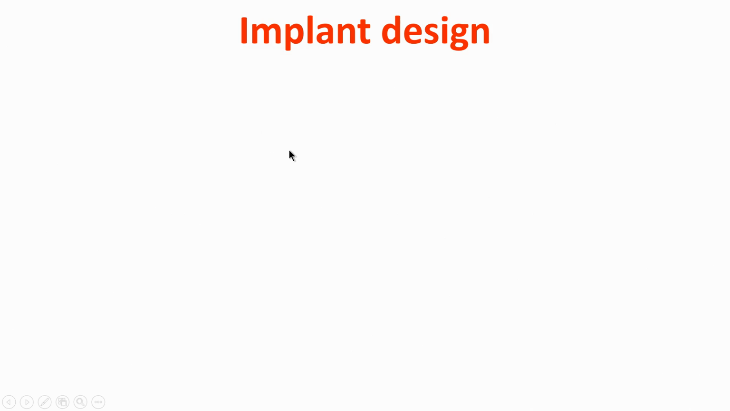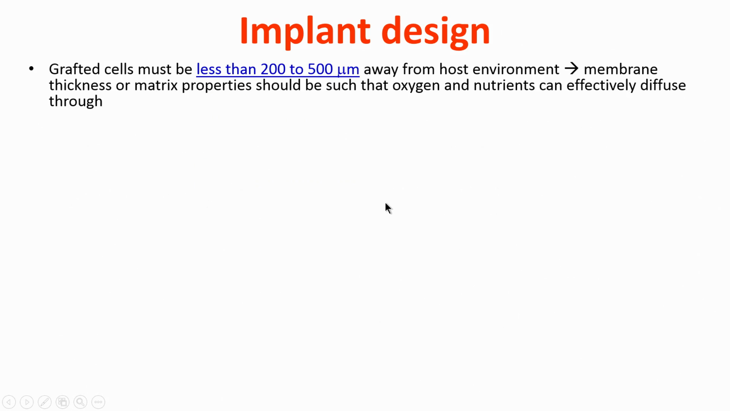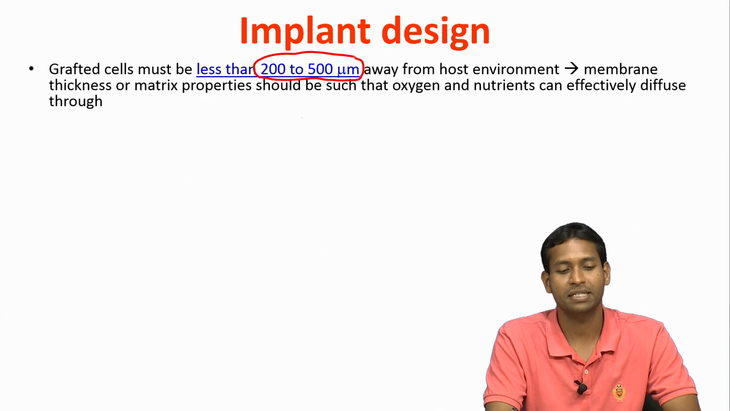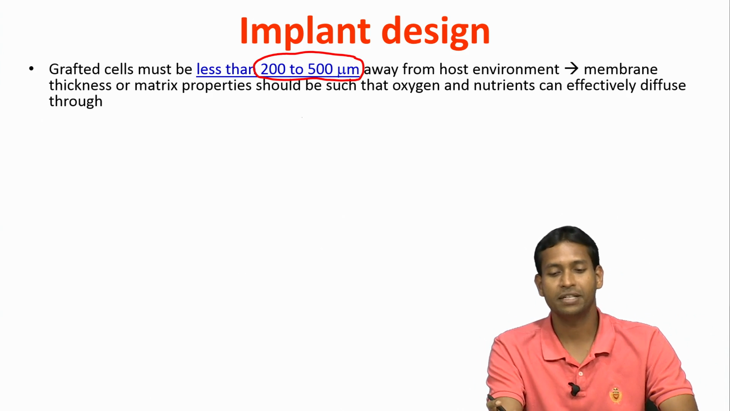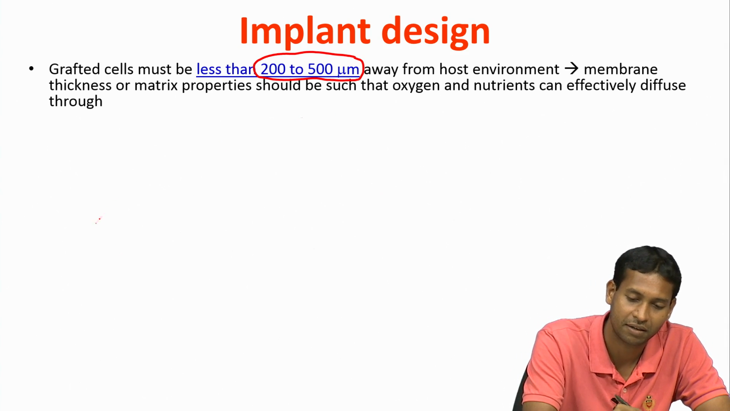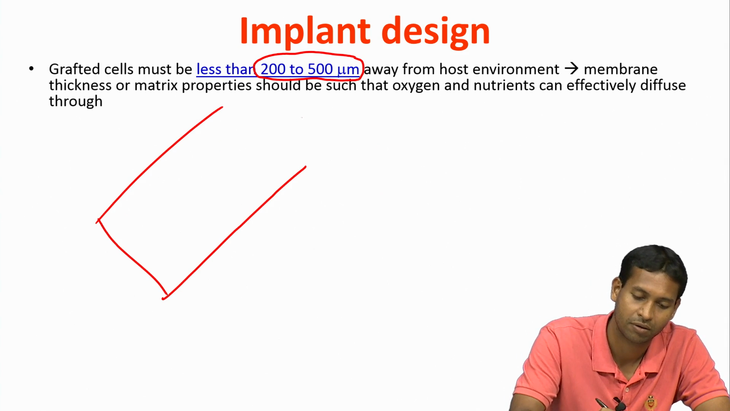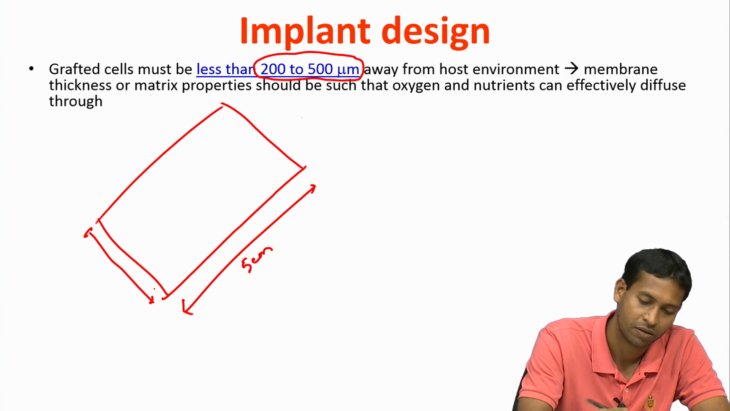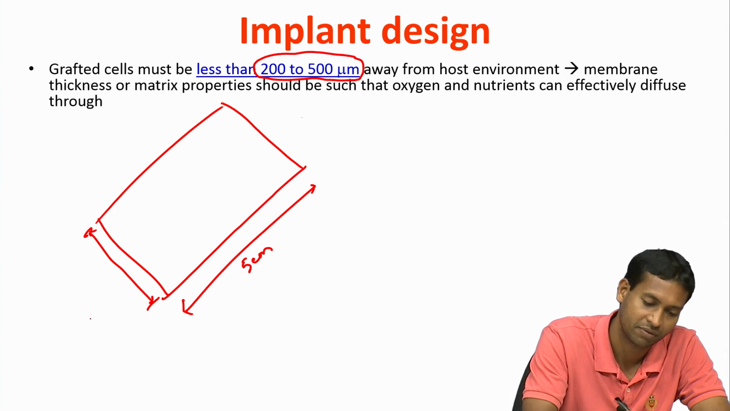So, let us look at some of the implant designs now. The grafted cells must be less than 200 to 500 micron away from the host environment, and where does this 200 to 500 micron number come from? That is because you want the oxygen and nutrients to effectively diffuse in the system. So, now let us say you put in an implant which is, for example, 5 centimeter by 3 centimeter.